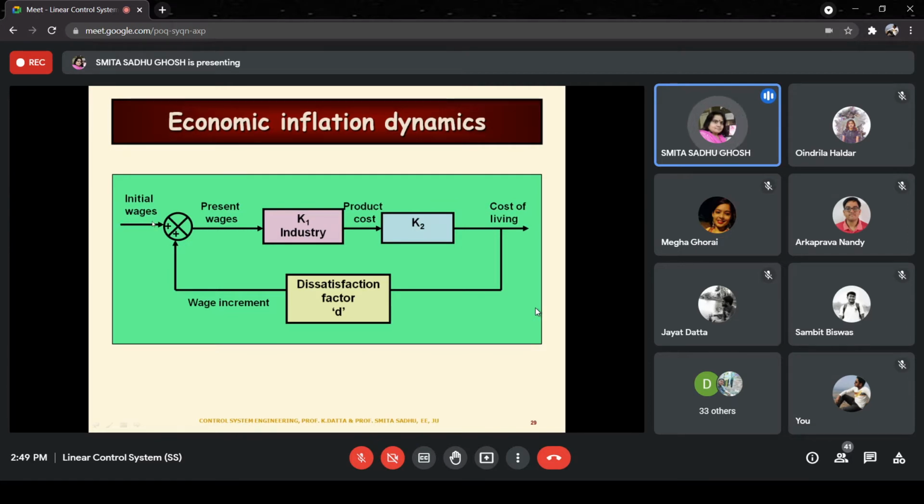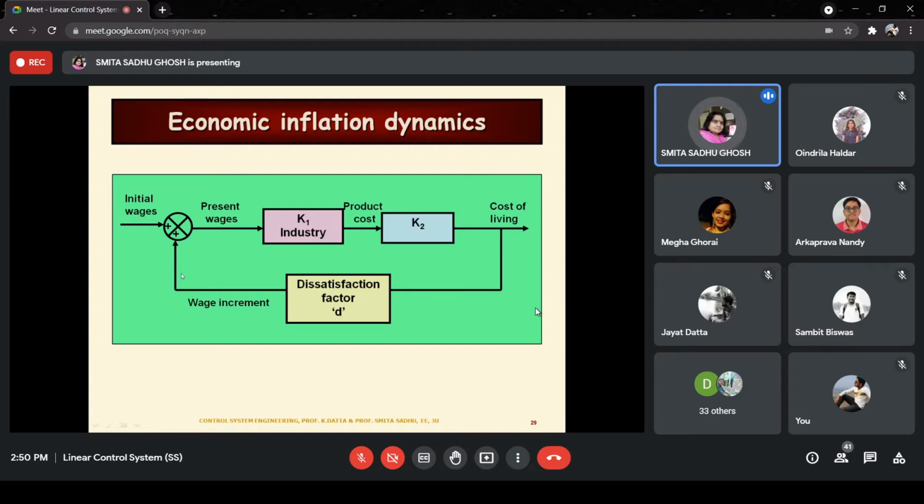The workers had some initial wages to start with, right? So say their wage was 100 rupees. Now what has happened is that the cost of living has increased and they have spent 120 rupees or so. So dissatisfaction has arisen. So there is a dissatisfaction factor. What will happen? They will actually push for a wage increment. They will agitate or somehow speak with the management, and they will want a wage increment.